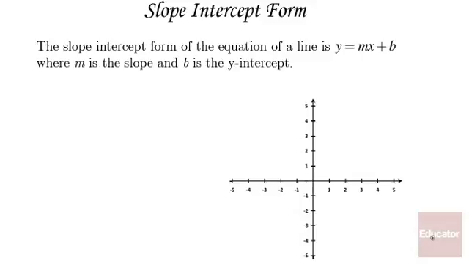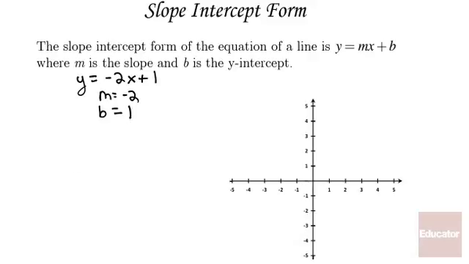The slope-intercept form of a line is y equals mx plus b, where m is the slope and b is the y-intercept. Recall that the y-intercept is the point at which the graph of the equation, the line, intersects the y-axis. For example, if an equation in this form is given as y equals negative 2x plus 1, then the slope is negative 2 and the y-intercept, or b, is 1.